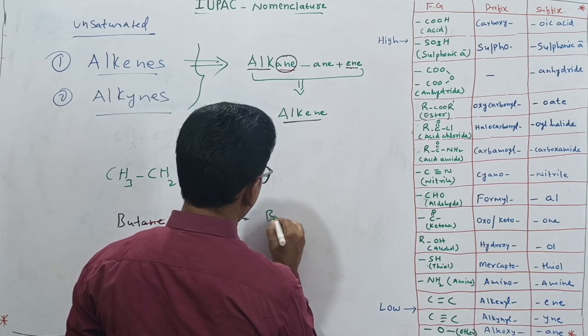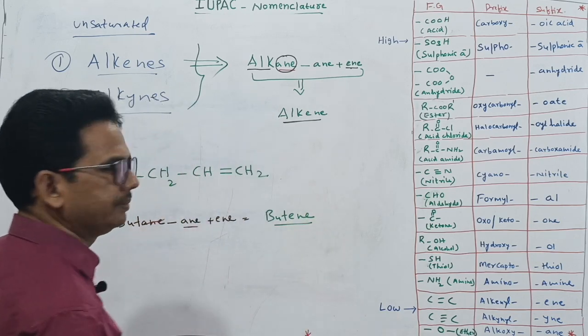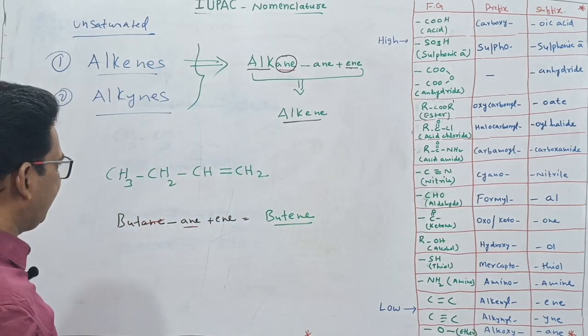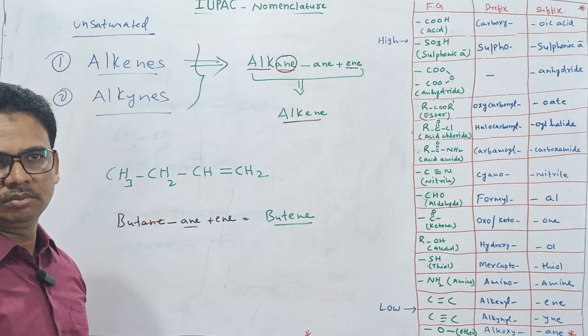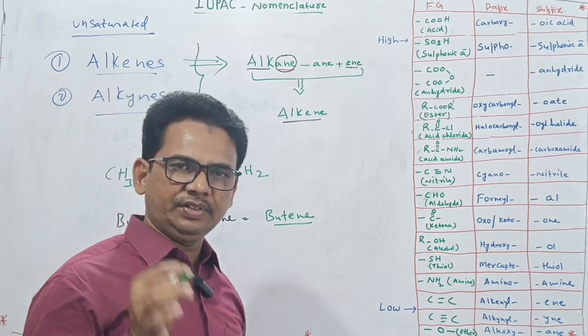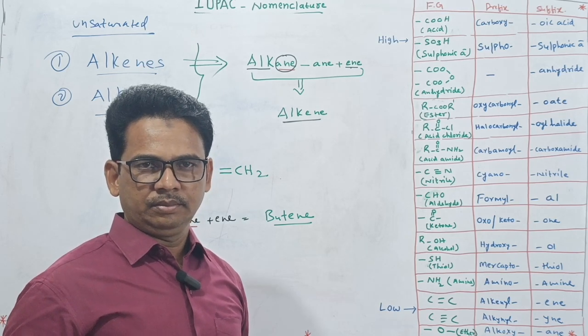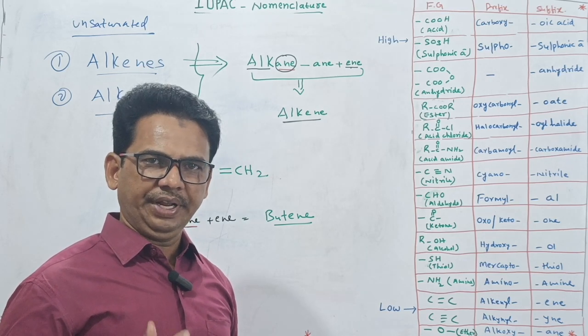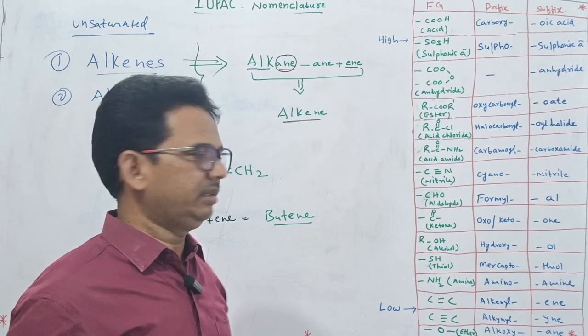Then what comes? Butene. Sometimes you can write it as 1-butene also. Generally, whenever the double bond is present at the first position, we do not give the numbering, because with butene we can understand that the double bond is at the first position.